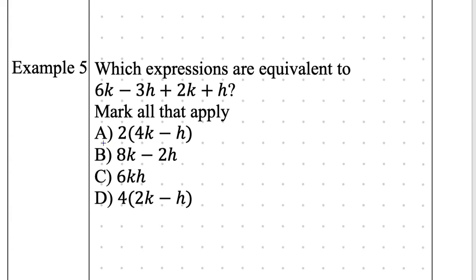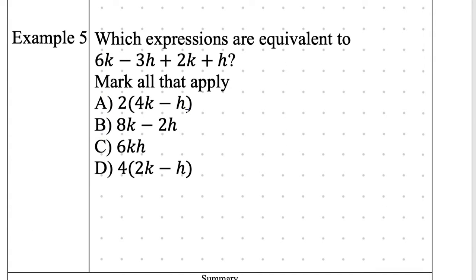All right, we're almost done. Last example before we can work on the homework. Example number 5, which expressions are equivalent to this thing? And mark all that apply again, so it might have more than one possible answer. Please make sure you pay attention to what Khan Academy says. Sometimes it'll say mark 2, and then you'll know that there's 2 answers. In this case, you don't know how many there are, but you know that it might be more than one. So I'm going to simplify this first one, and then I'm going to have to simplify all of these as well and see what happens.